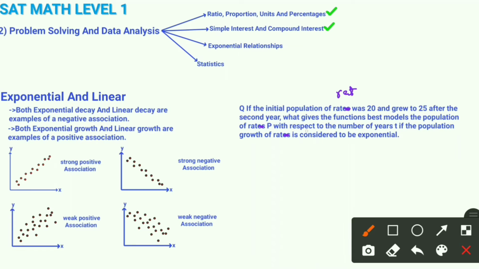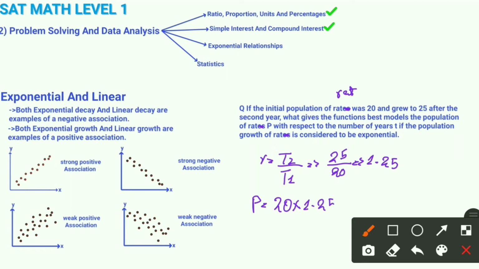We have already learned in geometric progression that whenever we try to find the rate, we divide the second term by the first term. So in this case, 25 upon 20 will give 1.25. This is the rate r. So p is the final population, and 20 is the initial population multiplied by the rate 1.25 to the power t, where t is the time, the number of years. So this is the answer.